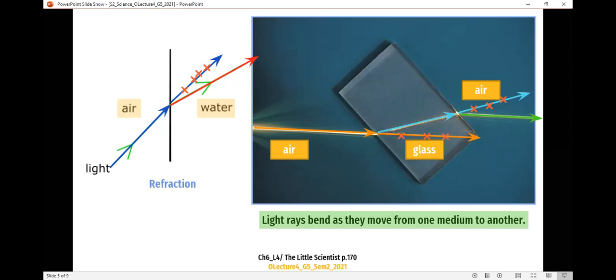Refraction happens when light passes from one medium to another medium, and these two mediums must be transparent, like from air to glass, from glass to air, from air to water, from water to air. Okay? When light passes from one of these places to another place, it changes its speed and its direction.